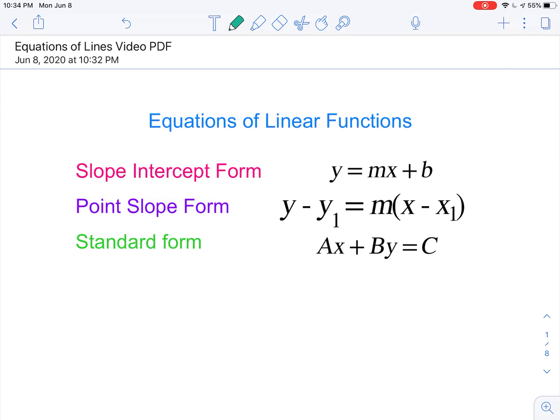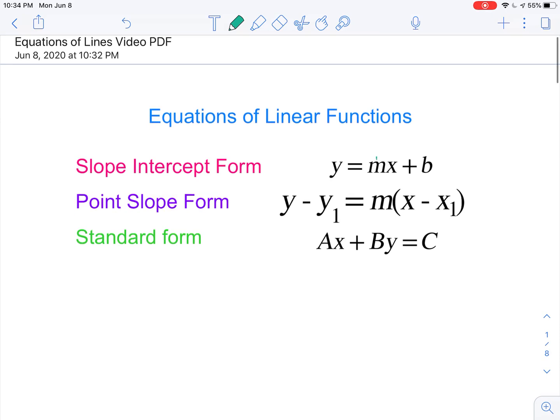Hey guys, today we're going to be talking about writing the equations of linear functions or lines, the ones that we can graph. There are three equations that you do need to know for this section. That is the slope-intercept form of a line, which is y equals mx plus b. Remember, m is our slope here, and b is our y-intercept. In order to put something in this format, you do need those two things.